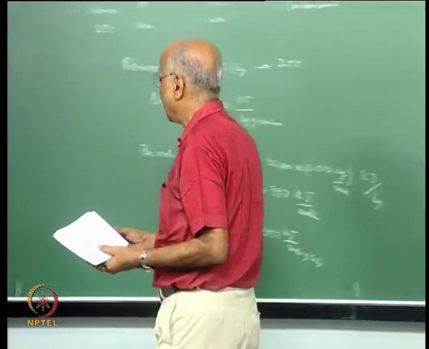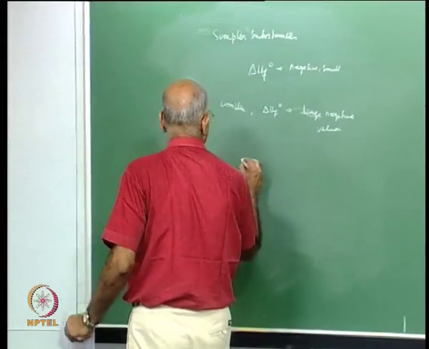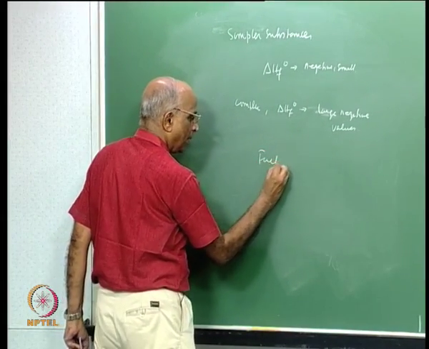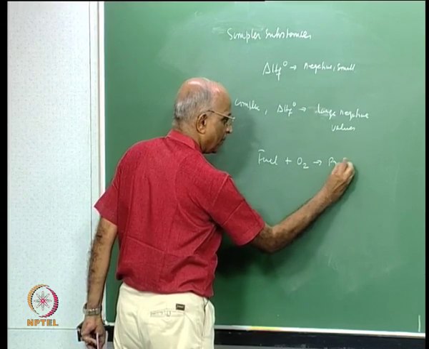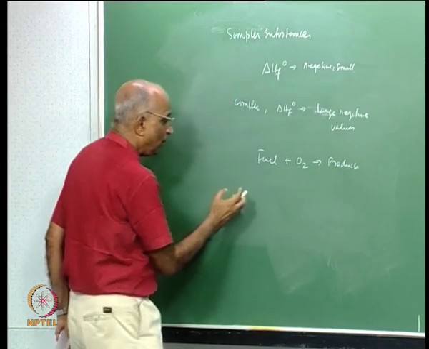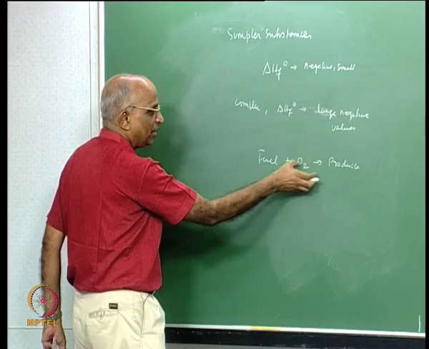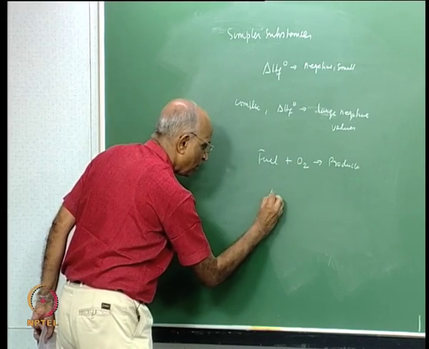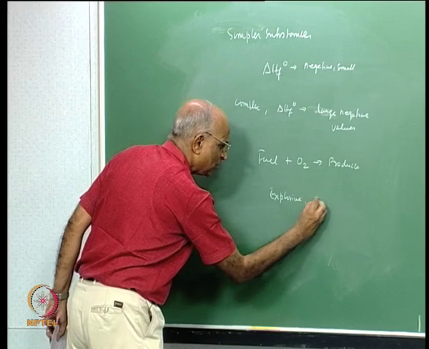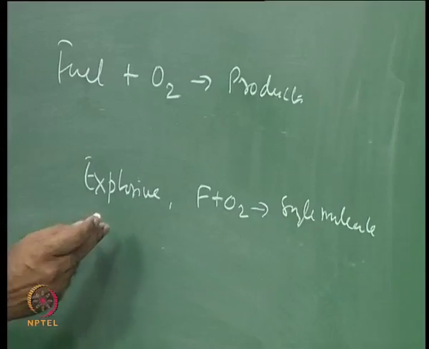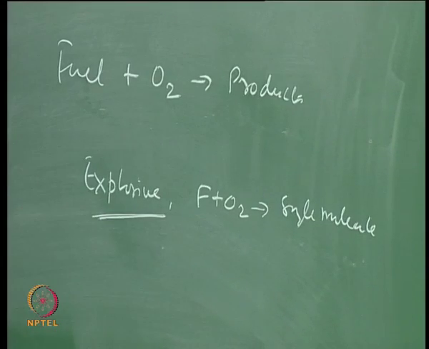In other words, compared to a fuel, whenever I have a fuel, I react it with an oxidizer, it gives me products. That means what does the fuel do? It goes, searches out for oxygen and then it burns. An explosive is a substance which contains fuel plus oxygen. Such substances are known as explosives.